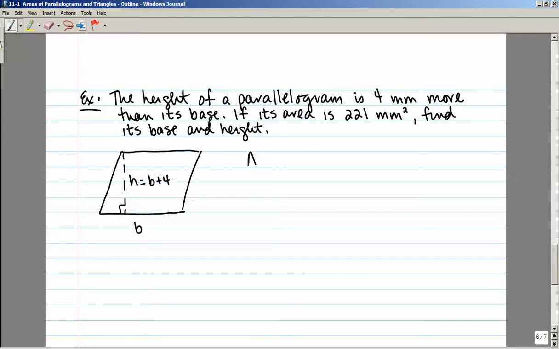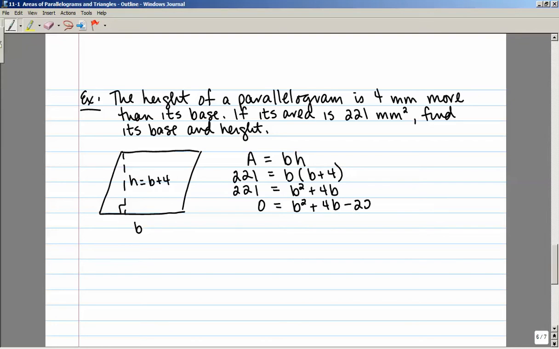So let's write the formula for the area of a parallelogram. Area equals base times height, and plug in the values we know. My area is 221, my base is b, and my height is b plus 4. Distributing, I get 221 is equal to b squared plus 4b. And I notice that this is a quadratic equation because it has a squared variable in it. So I will make it equal to 0 by subtracting 221 from both sides.